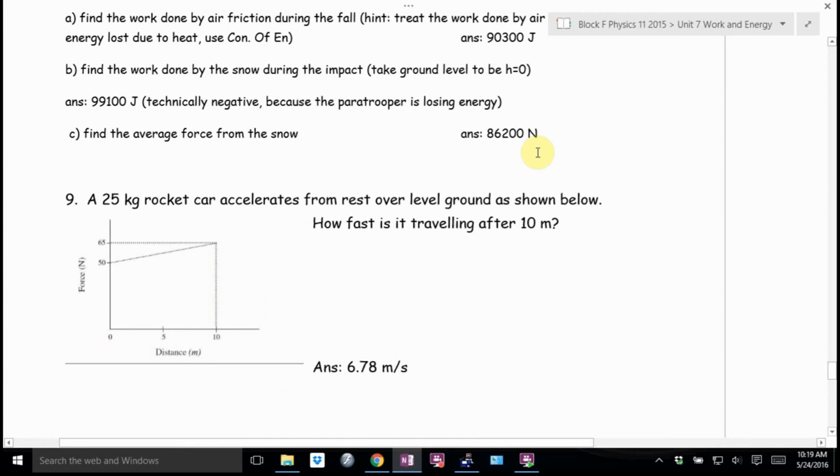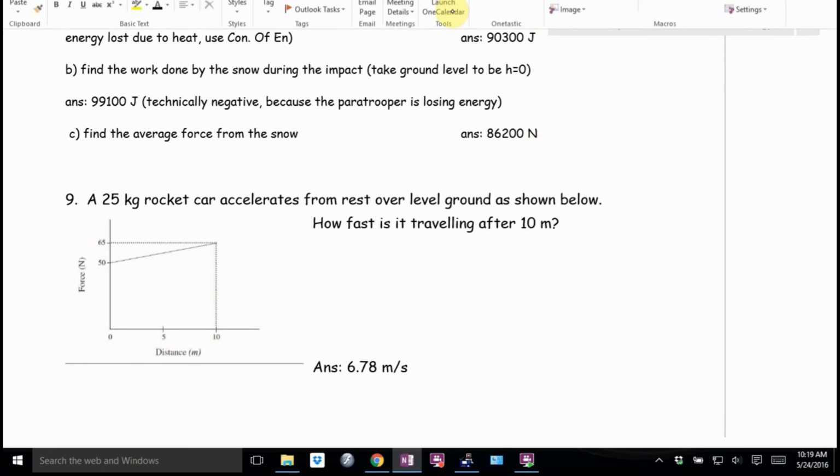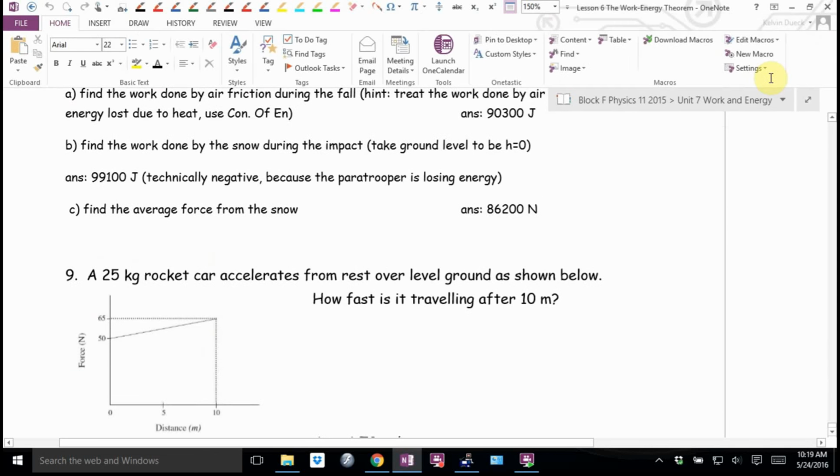All right. What does it want me to find? What did they give me in this question? A force versus distance graph. You know what? I'm going to figure out how fast by using work. I'm going to figure out how fast this rocket car is going.